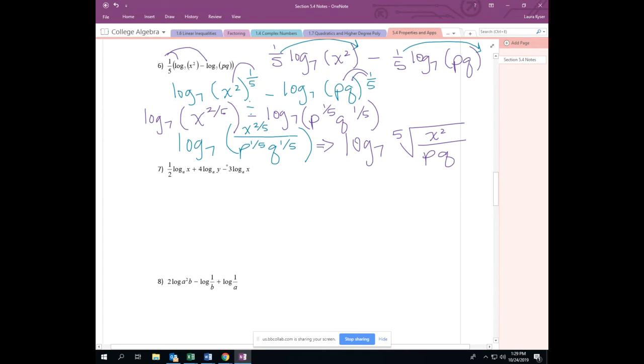This next one has 3 different pieces. All of them have a coefficient, which means all of them are going to end up having a power. Pop all these powers up to the front, up to the top as exponents first. Log base A of x to the 1/2 plus log base A of y to the 4th minus log base A of x cubed.